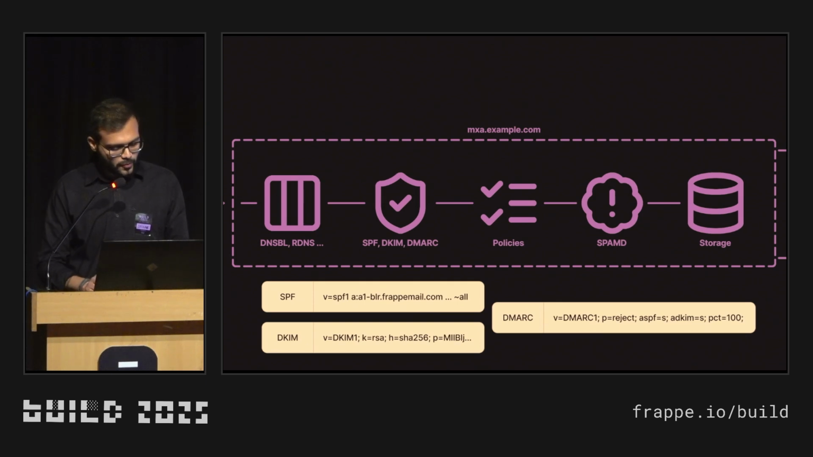In Frappe Mail, we enforce a reject policy, meaning emails failing both SPF and DKIM checks are immediately rejected to prevent email spoofing.